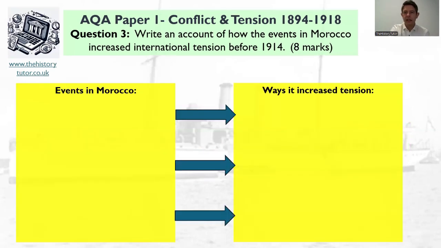So let's start planning an answer then. So the success criteria suggested we need to have events and then how that increased tension. So let's think about 2 or 3 events in the Moroccan crisis. So using a revision guide, go through the Moroccan crisis again and see if you can find 2 or 3 important events and then start to think about their consequences. So I'm going to leave a pause again while you complete the activity. Okay, are you ready? Let's go through some events then.